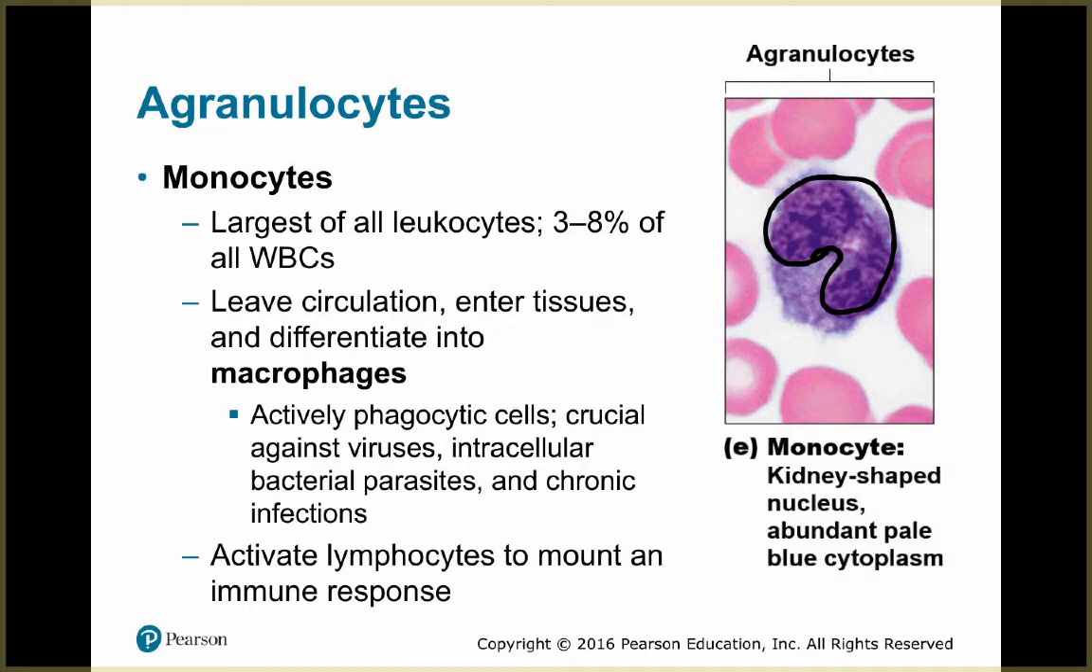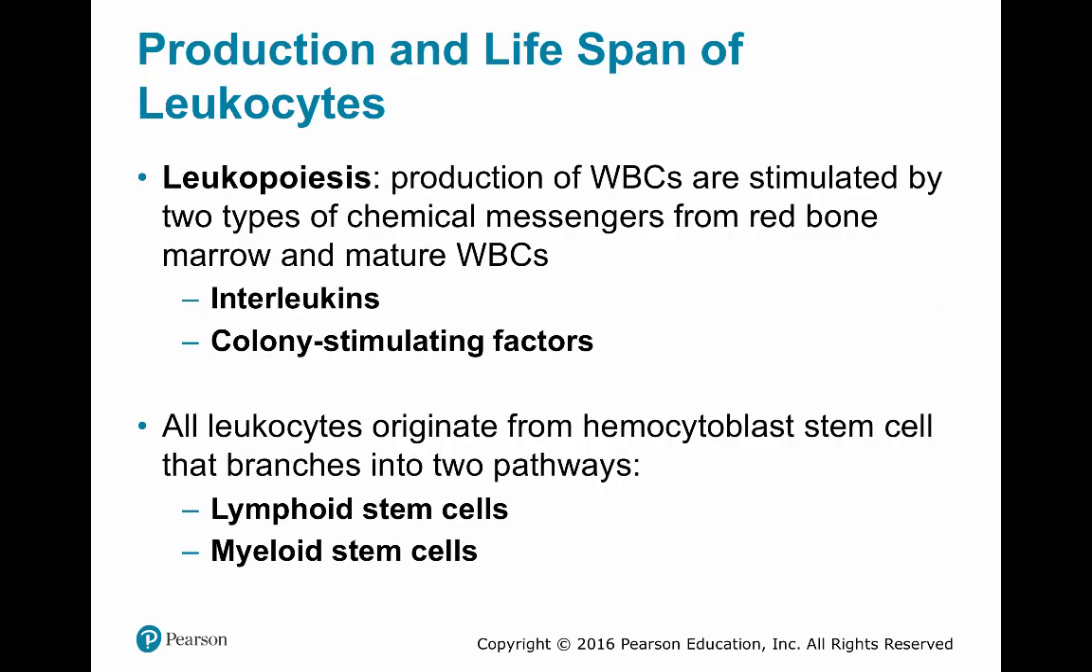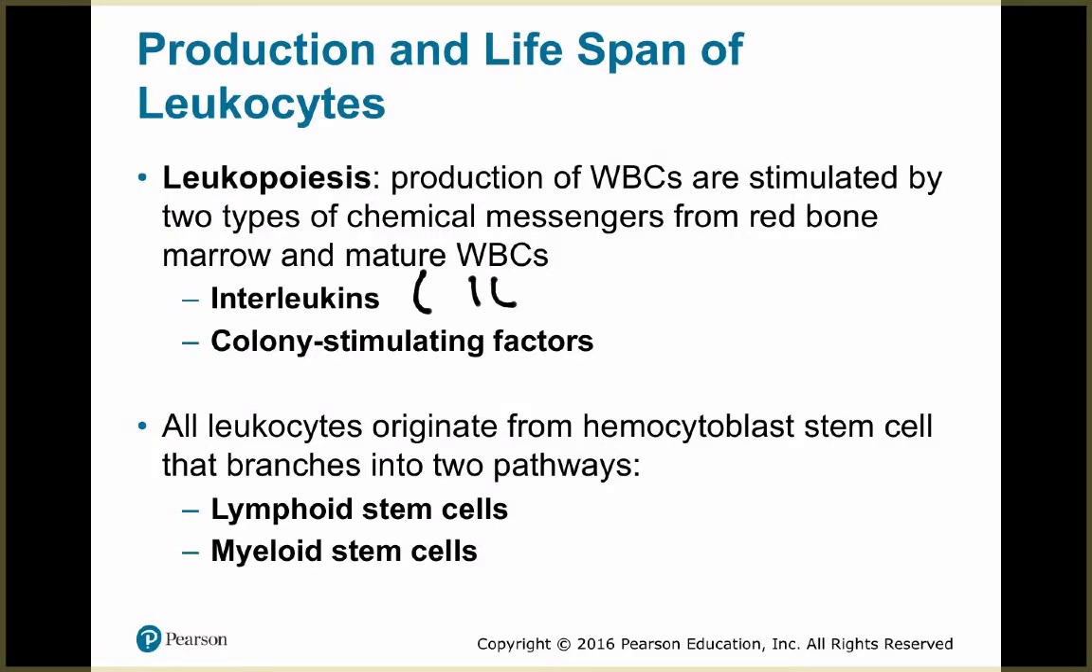And so those are our different types of leukocytes. Now, when we actually go and make leukocytes, it's known as leukopoiesis, and that's the production of white blood cells, and it's stimulated by two types of chemical messengers that come from red bone marrow and mature white blood cells. It's interleukin, and so these are normally numbered. So if you look at them, you might see IL-3 or IL-5. Those are examples of interleukin.